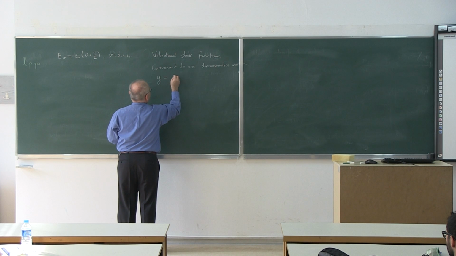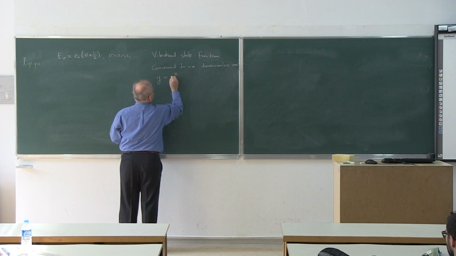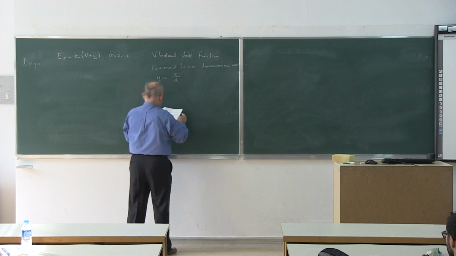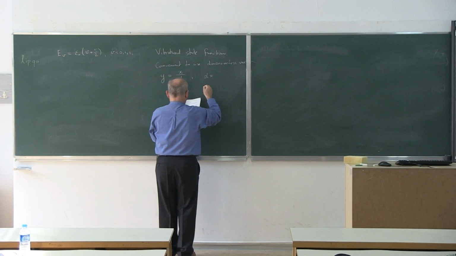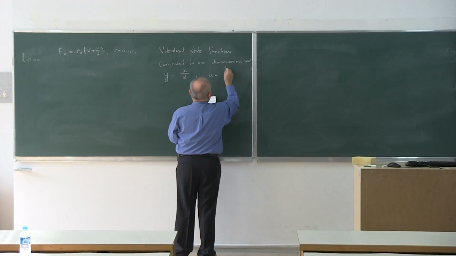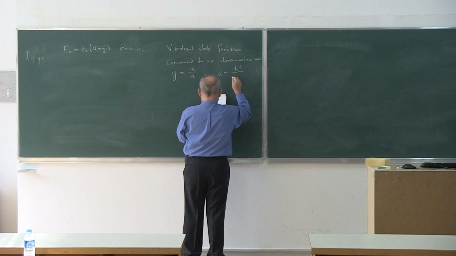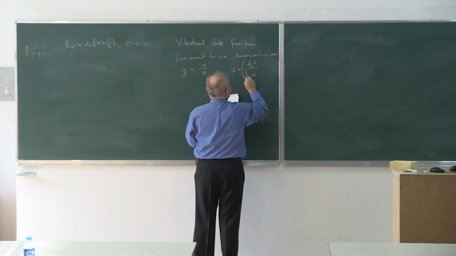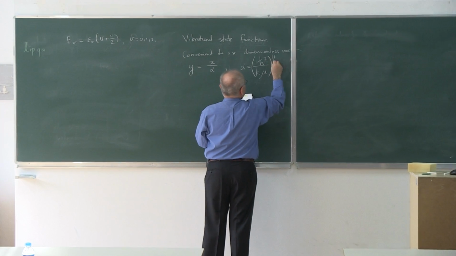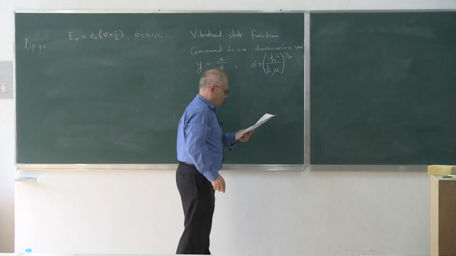That I call y, which is x divided by some parameter called alpha, where alpha is h bar square divided by force constant times reduced mass to the 1/4 power.